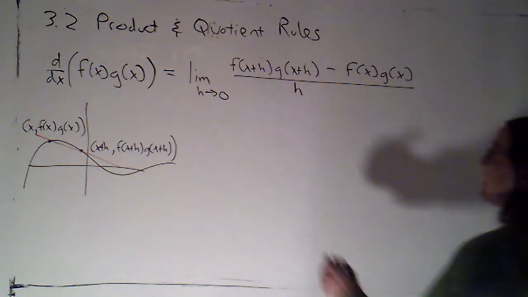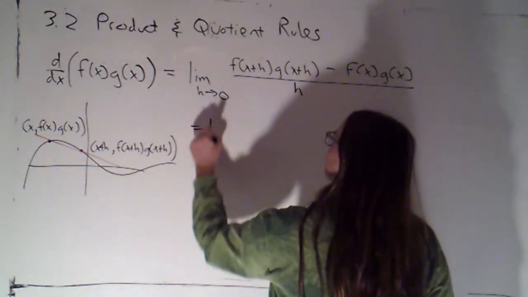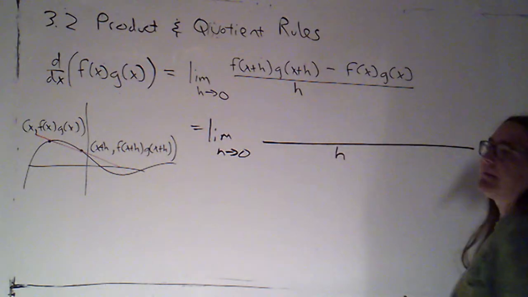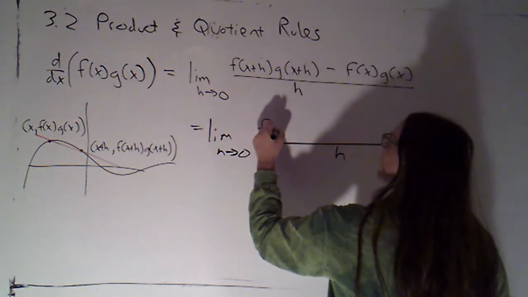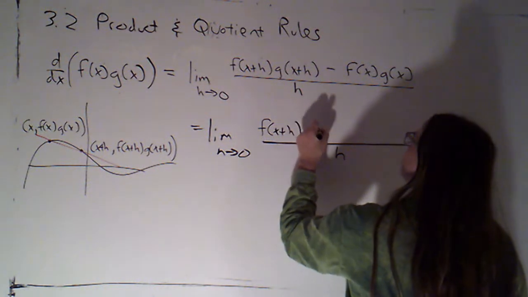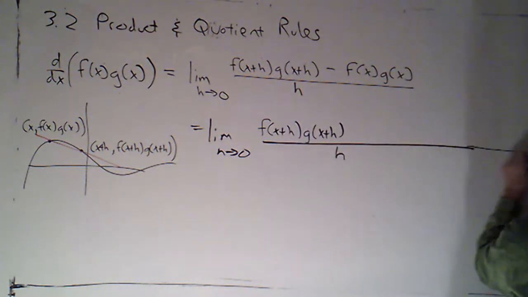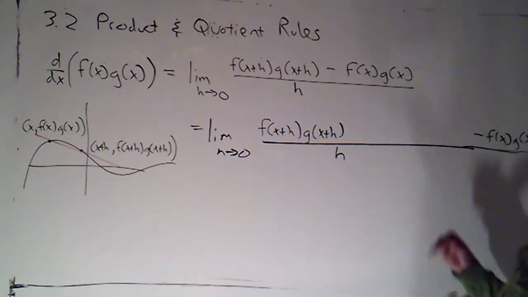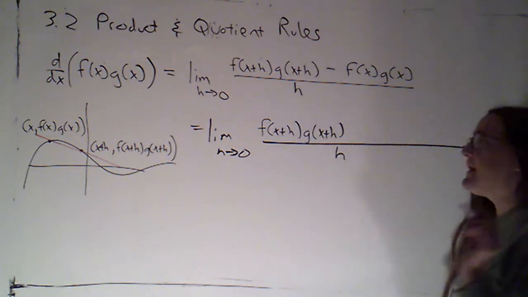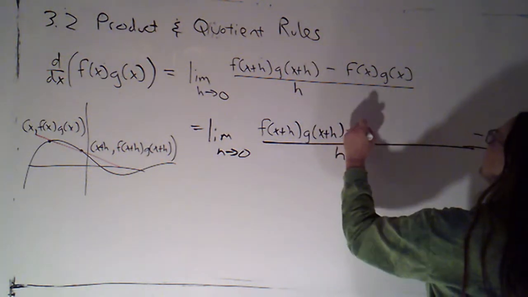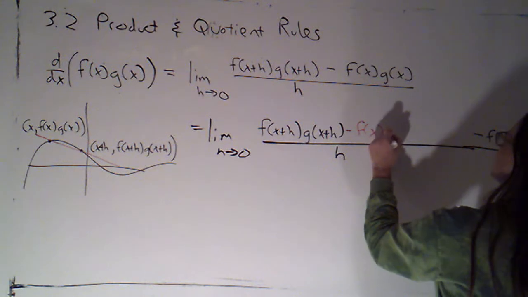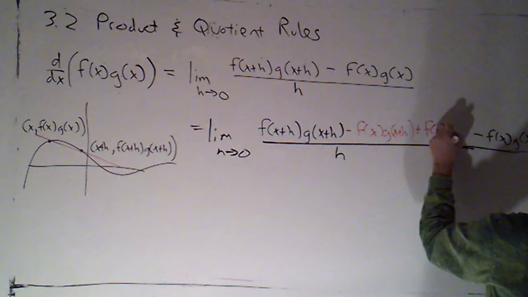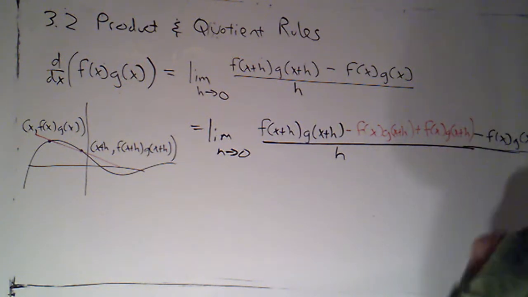So here's what I'm going to do. I'm simplifying this limit. I'm going to say it's the limit as h goes to 0, keep the bottom the same. We've got f of x plus h times g of x plus h, and we've got minus f of x times g of x. But I'm going to insert some extra stuff in the middle. I'm going to add a minus f of x times g of x plus h plus f of x times g of x plus h.